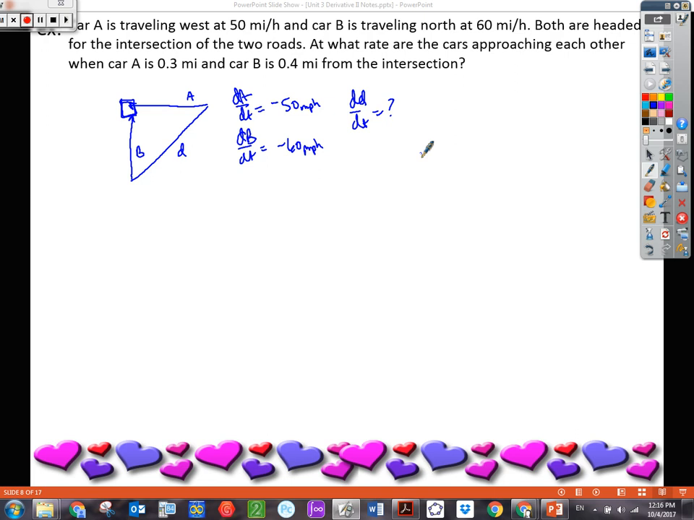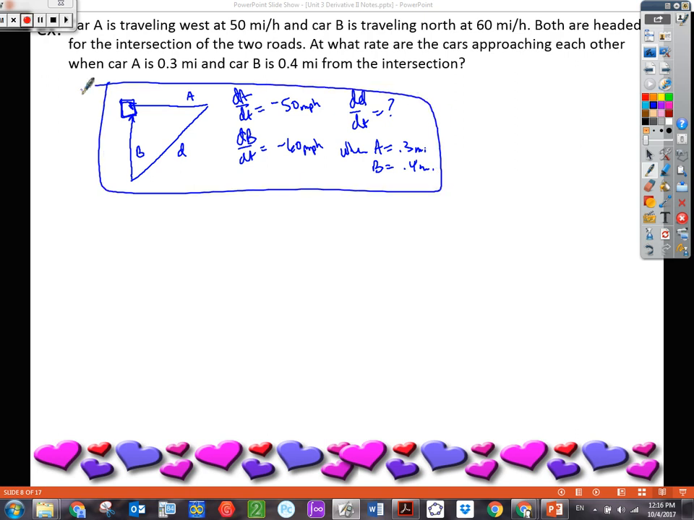There's always a when. A is 0.3 miles and B is 0.4 miles. This is my setup. That's what you're going to get a point for, is the setup. What needs to be included in the setup? Well, a diagram labeling all of the values. That needs to be in the setup.